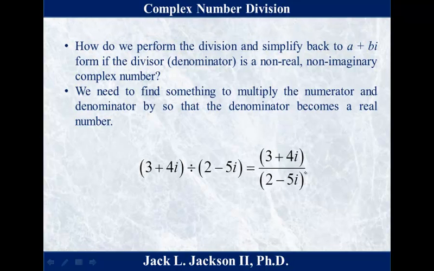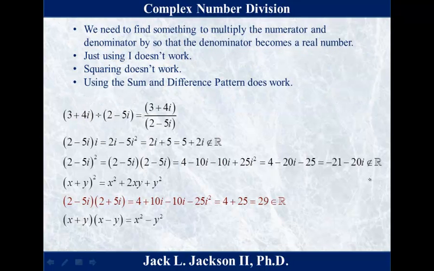Now what if we have something a little more complicated like this? 3 plus 4i divided by 2 minus 5i, or you could think of it in fraction form, 3 plus 4i divided by 2 minus 5i. Well, will our technique of just multiplying the top and bottom by i work? Okay, well, no, that doesn't work. In this case, look what happens.